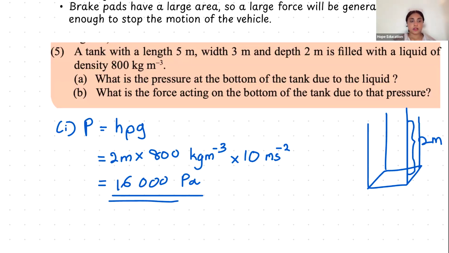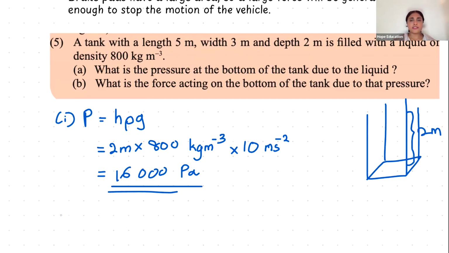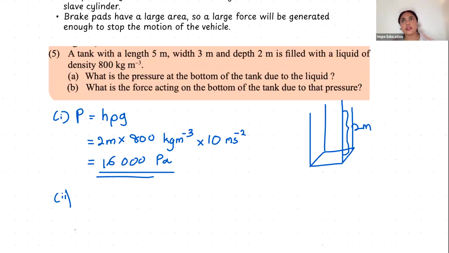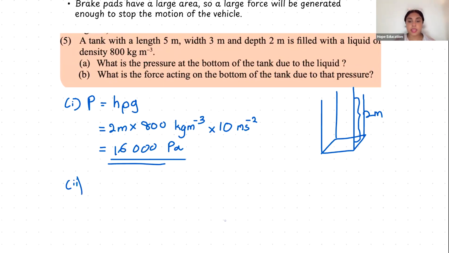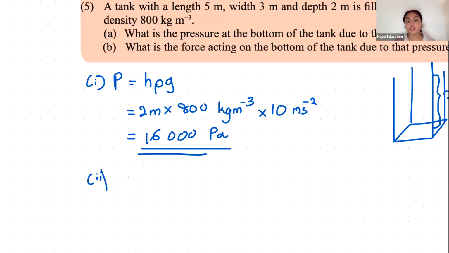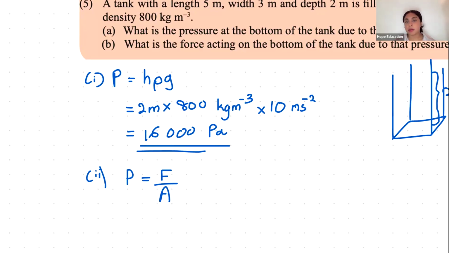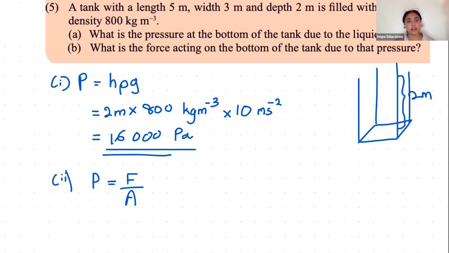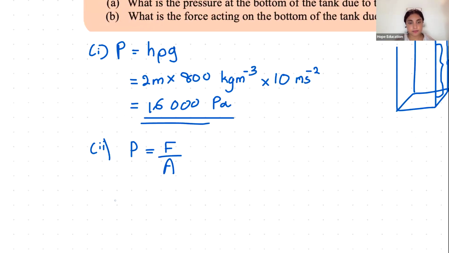Okay. Roman number 2. What is the force acting on the bottom of the tank? Force, the equation, the pressure related. Yes. At the beginning, we said P equals F over A. This is common to all solids, liquids, gases. Then, the liquid pressure at the bottom, right? So the pressure will still be 16,000 pascals.